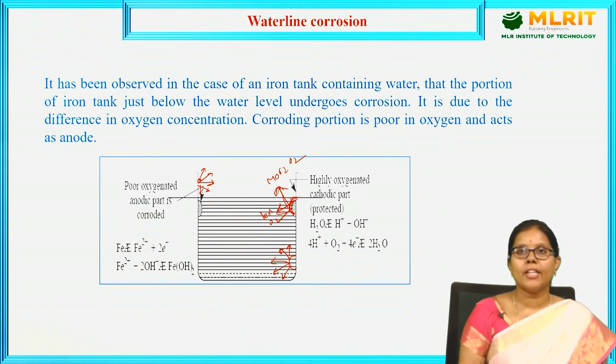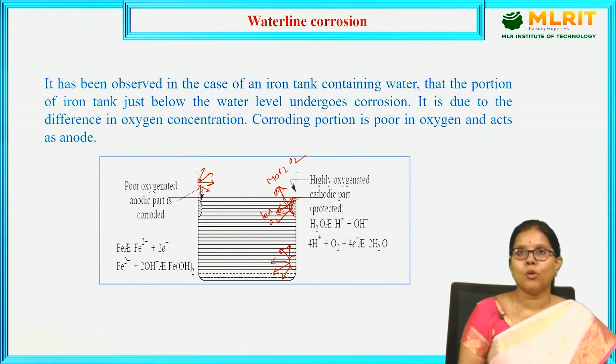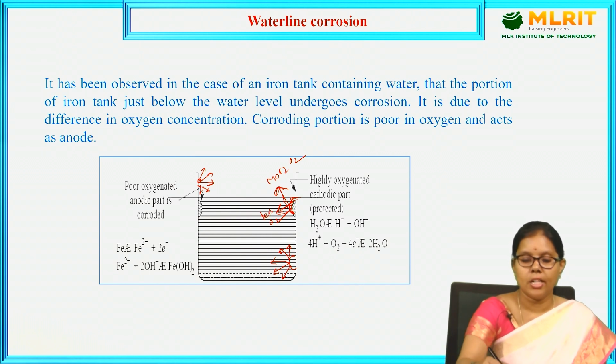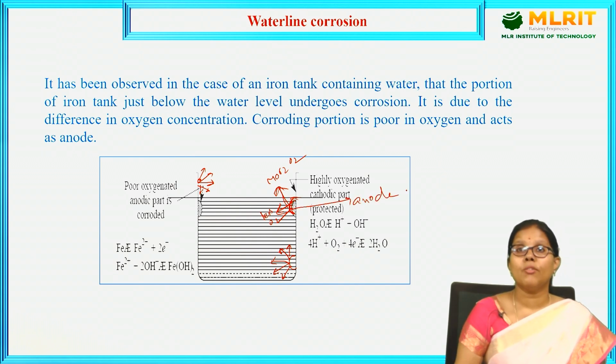The portion of the iron tank just below the water level undergoes corrosion. Just below the water level, up to this level there is water. It is due to the difference in oxygen concentration. Above the water level, there is more oxygen. Below the water level, there is less oxygen. The part with less oxygen acts as the anodic part, and the part with more oxygen acts as the cathode.